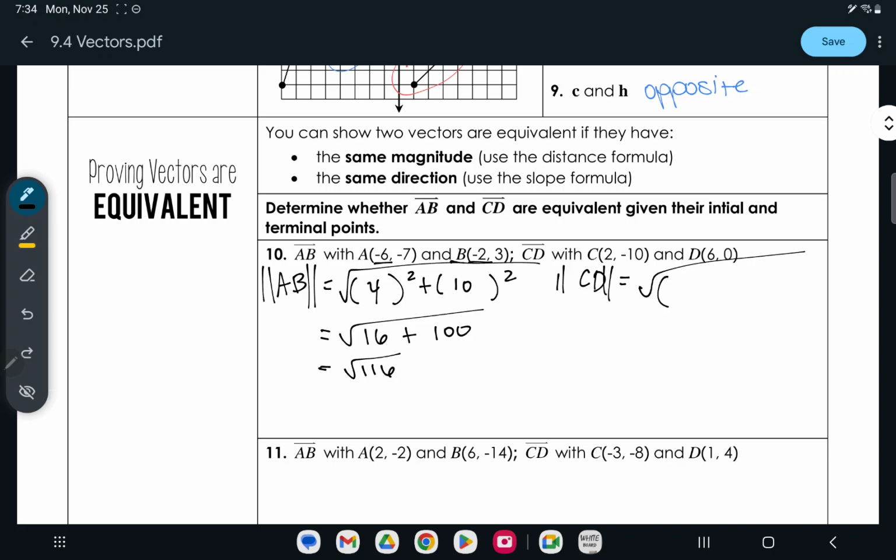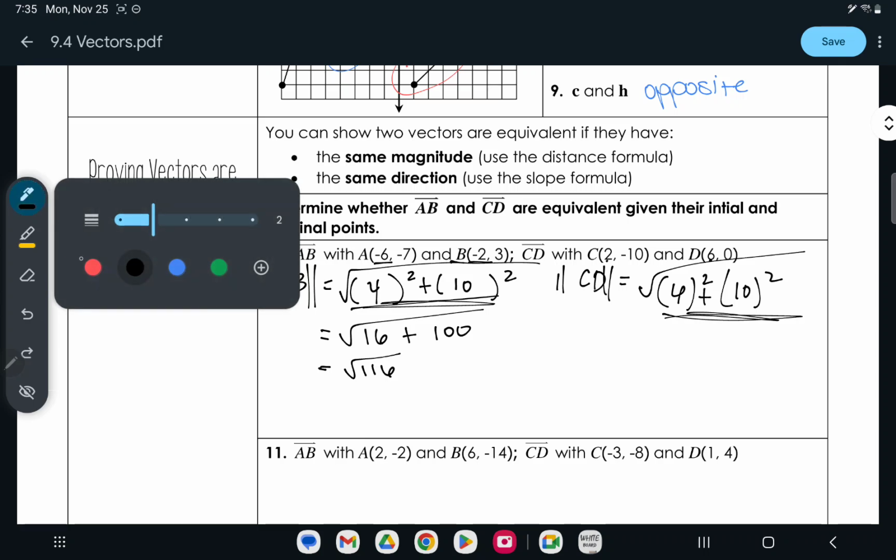So the difference in these 2 and 6 is 4. The difference in -10 and 0 is also 10. So I don't even have to do the math because I started off with the same distances. So okay, we have the same magnitude so far. Now we want to know the same direction. So I need to find the slopes. I'll do that in a different color.